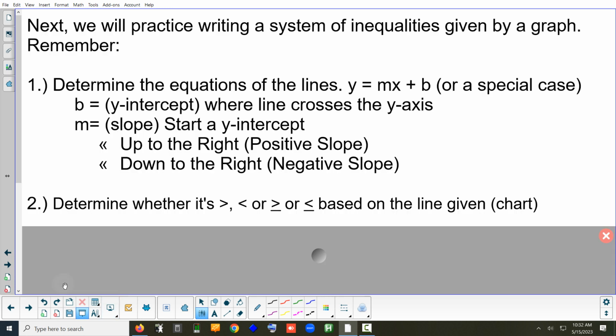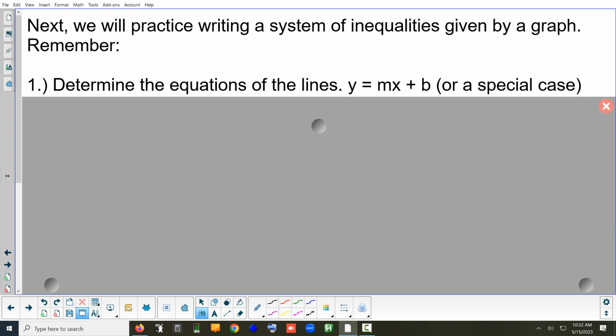All right, I'll put that up. So this is the direction for number 5. It has 2 steps. And you're basically working backwards now from a picture to figure out the 2 equations.